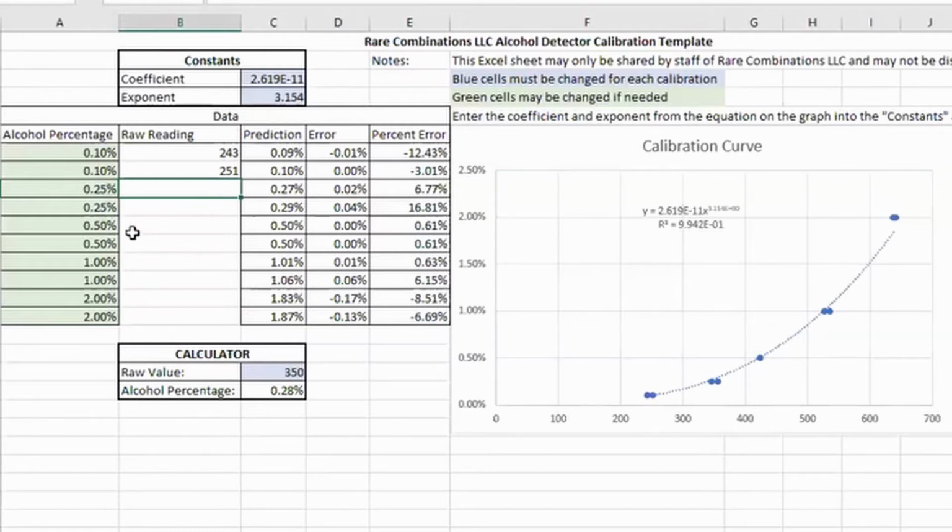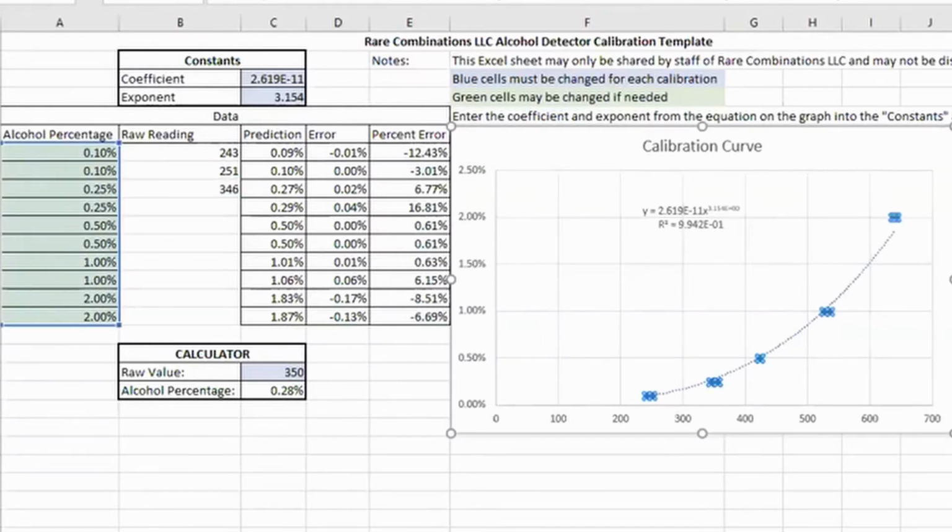So you go again, and now you dump out your 0.1% sample, you get a liter of your 0.25% sample, and pour in between 20 and 30 mils, screw it into the detector, wait for the reading to stabilize, and now you get a reading of 346.